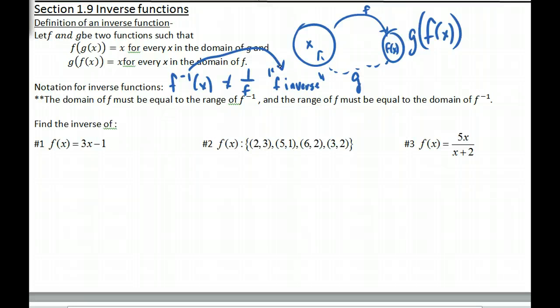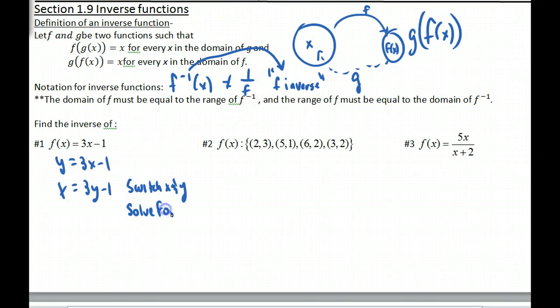So if we look at this, how do we find the inverse? Well, first of all, we go y equals 3x minus 1. I hope that you've done this before, but I'm not sure. x is equal to 3y minus 1. What we're doing is we switch our x and y's. And then you go ahead and solve for y. So when I do this, I'm going to solve for y. I'm going to add 1 to both sides, and then I need to divide by 3. So then I get y equals x plus 1 divided by 3.